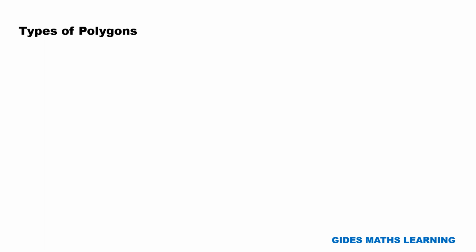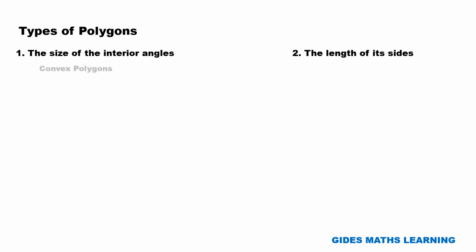Polygons are classified according to the size of the interior angle and the length of its sides. Under the size of the interior angles, we have the convex polygon and the concave polygon. Under the length of its sides, we have the regular polygons and the irregular polygons. We shall look at the properties of each of these types of polygons. So let's consider the properties of convex polygons, concave polygons, regular polygons, and irregular polygons.